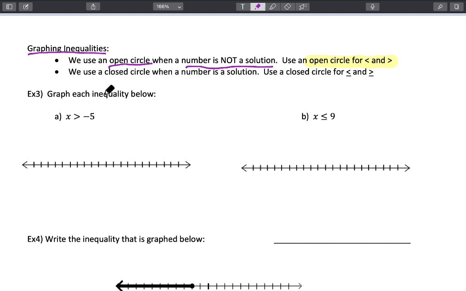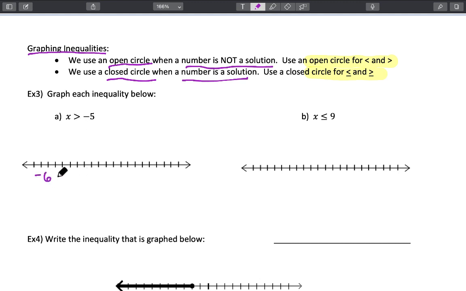The other type of circle that we use is a closed circle, and we're going to use that when we graph and the number is a part of the solution. Alright, so those are going to be used for graphing the inequalities of less than or equal to or greater than or equal to. Alright, let's do a few examples, and I think you'll see what we mean here. We're going to graph this basic inequality of all x values that are greater than -5.